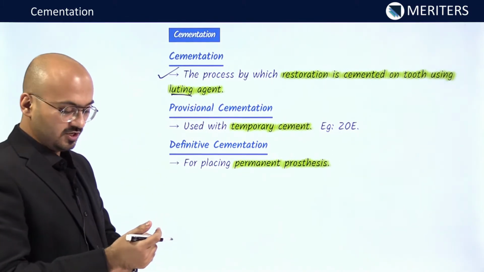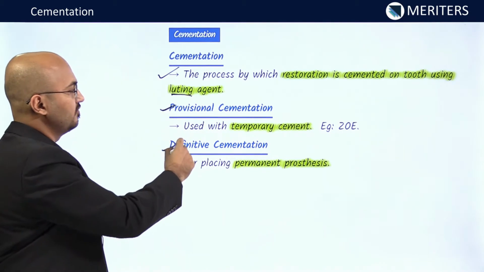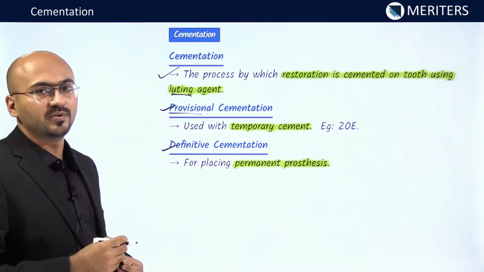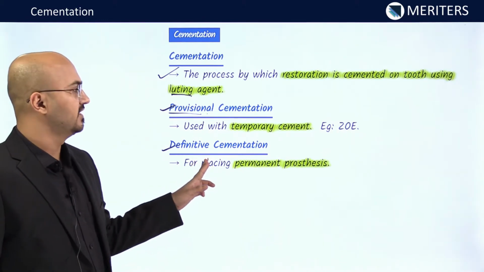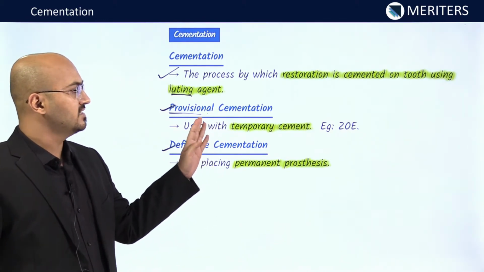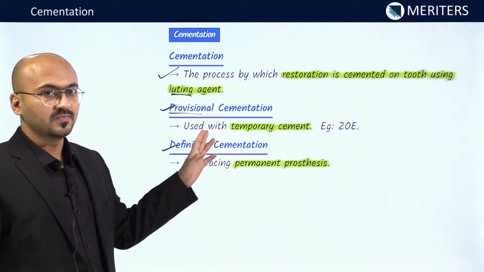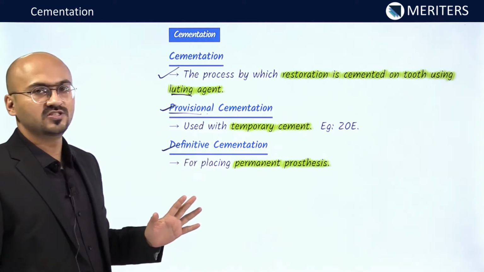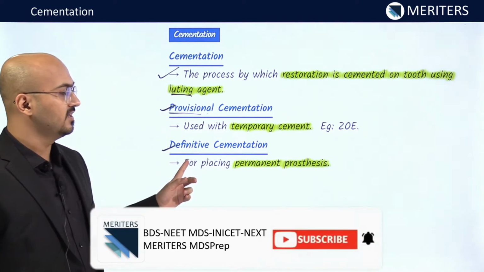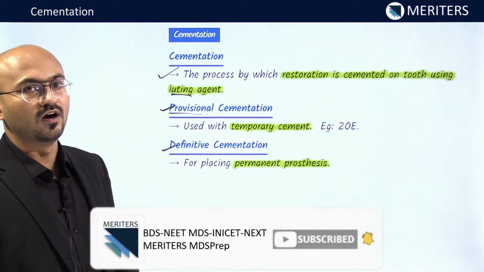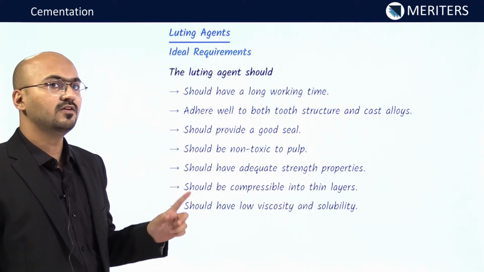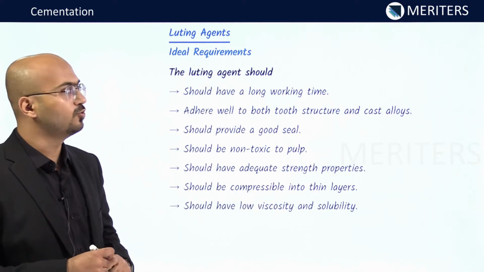So there is provisional luting and definitive luting. Provisional is for interim restorations or temporary restorations, and definitive cementation is for permanent cementations. Now we will not be discussing provisional restorations in detail. That will be covered under the interim restorations video. For definitive cementations, we will be discussing all the necessary cements and the procedure for luting them. So let's have a look first at the ideal requirements of a luting agent.